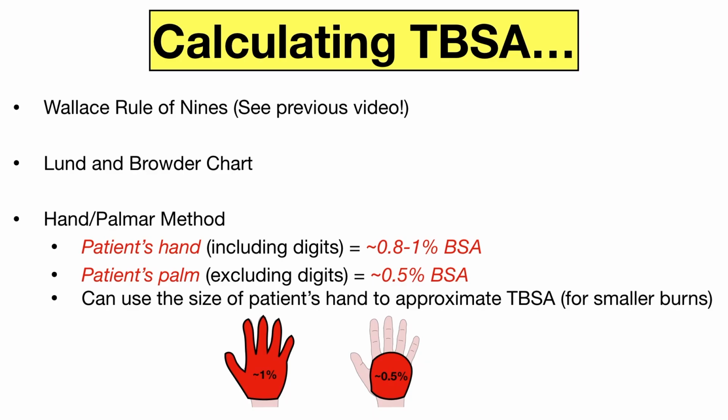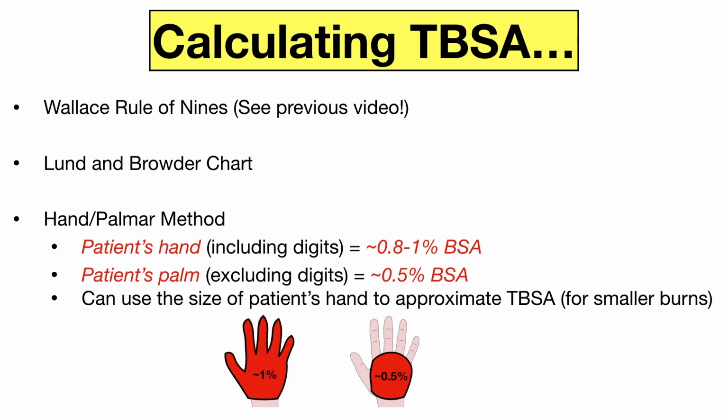Another method is the hand or Palmar method. This method states the patient's hand, including their digits, is approximately 0.8 to 1% body surface area, and the patient's palm, not including their digits, is about 0.5% body surface area. Be careful, as you might see some literature simplifying it and stating the palm alone is about 1% body surface area. This has recently been shown to be a potential overestimation, and that the palm is more accurately about 0.5% body surface area.